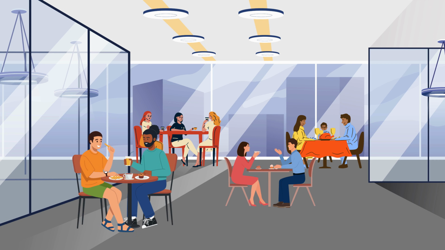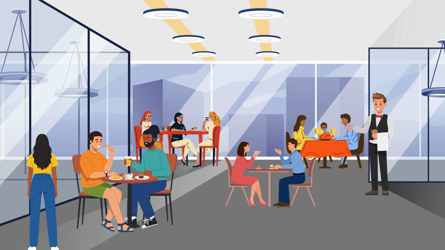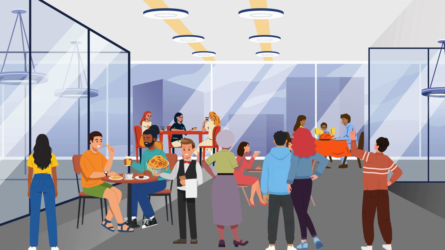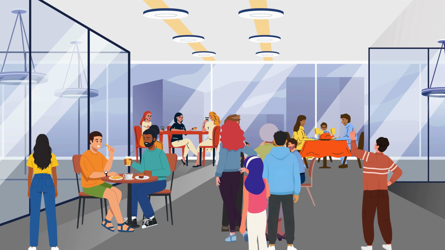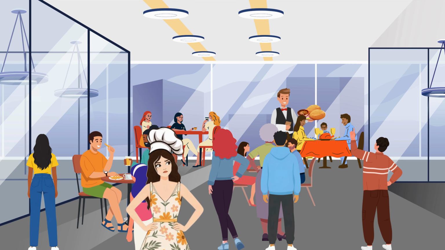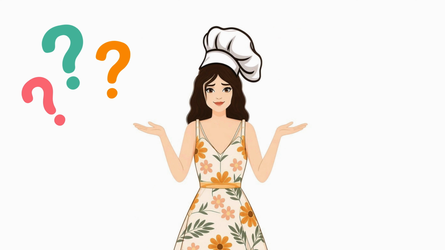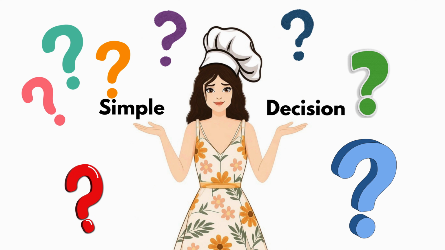10 customers, the waiter can handle it. 20, still manageable. 50, now things are getting uncomfortable. One person is doing too many things. Chef Lovey notices the problem and she makes a very simple decision.